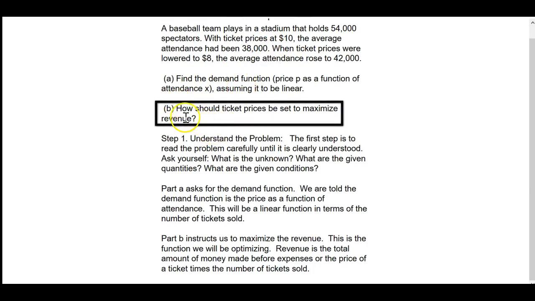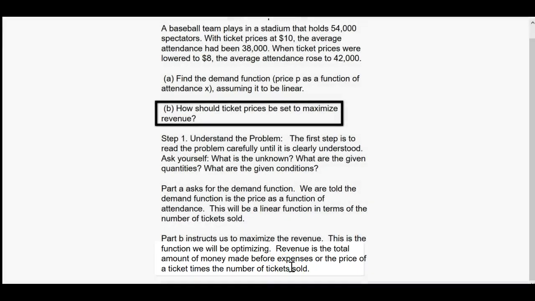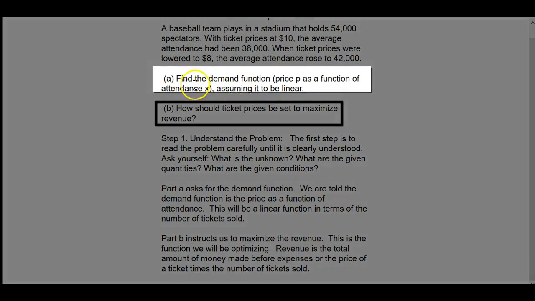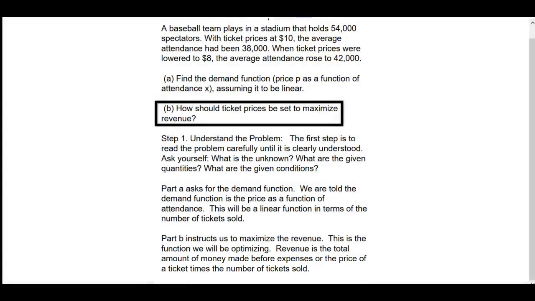Then part B asks how the ticket prices should be set to maximize revenue. So we're going to think, okay, what's revenue? It's the total amount of money made before you subtract costs. So in this case, it would be the price of one ticket times the number of tickets sold. So we'll be using that price function that we found in part A and then multiplying it times the number of tickets sold to get our revenue function. And that's the function we're going to be maximizing.